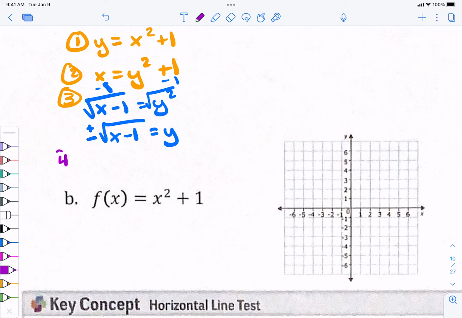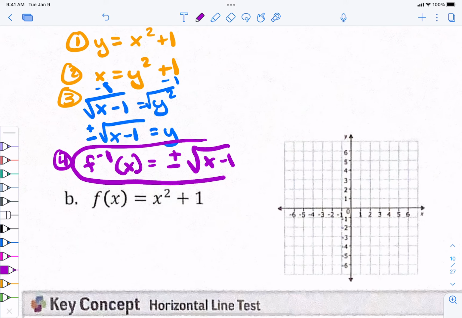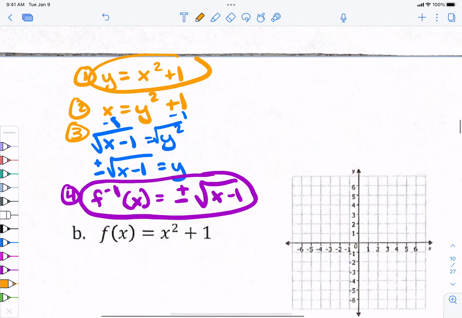And I'm going to flip him around. I'm going to switch the y and put him on the left side, but we're going to call him f inverse of x. And that equals plus and minus the square root of x minus 1. Does that make sense? This is my final function. Okay, that wasn't too hard, right? We're just rearranging it, right? Okay, so let's graph the original guy, which is x squared plus 1.